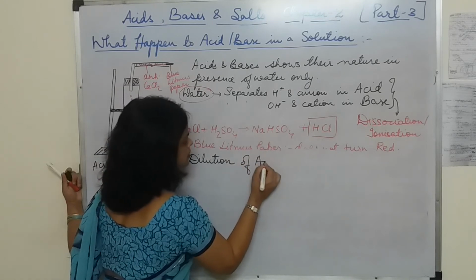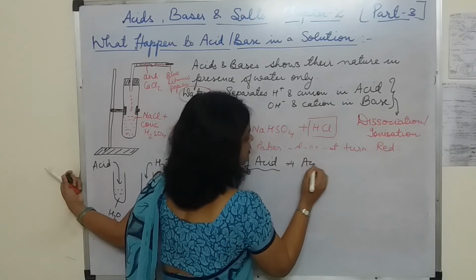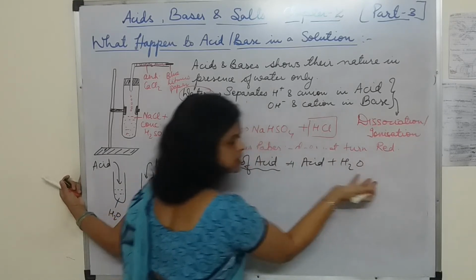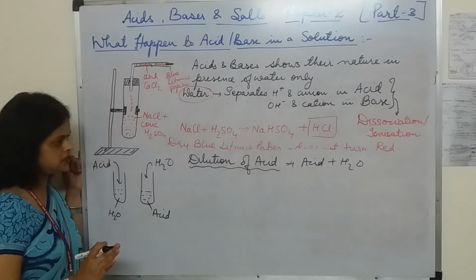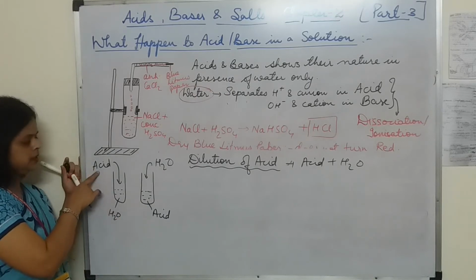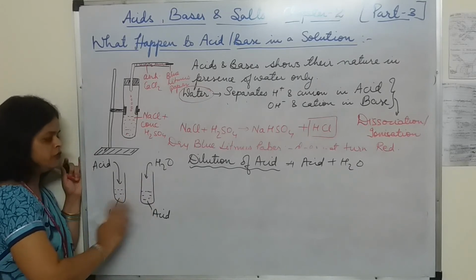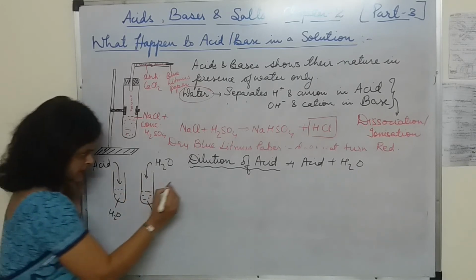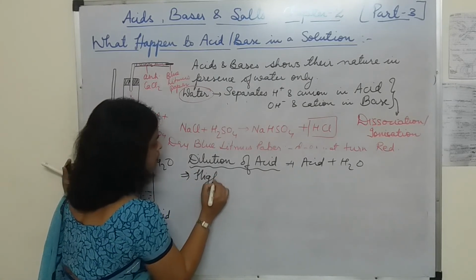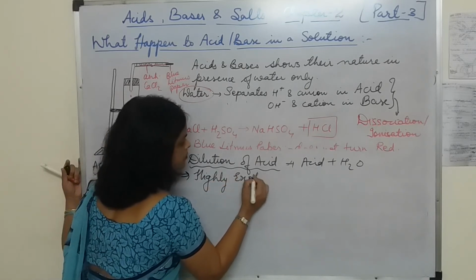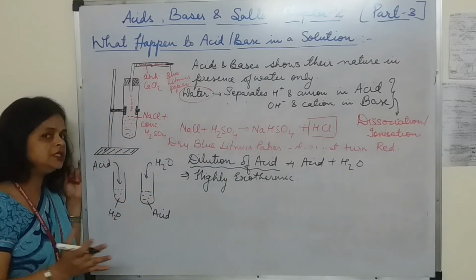Dilution of acid, that means acid plus water. Simple, acid plus water. If you add water to the acid or acid to the water, the dilution will take place. So here two methods are there: either you add acid to the water, or in the second case water to the acid. So what is the difference between the two? First thing I would like to tell you about this reaction: it is highly exothermic. Highly exothermic means during the reaction a large amount of heat is generated.